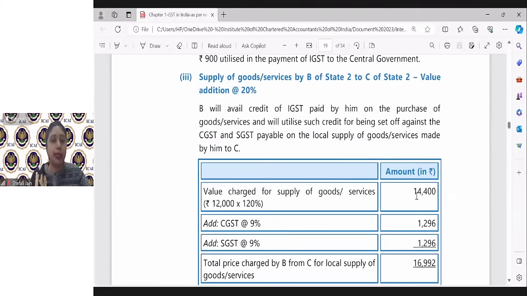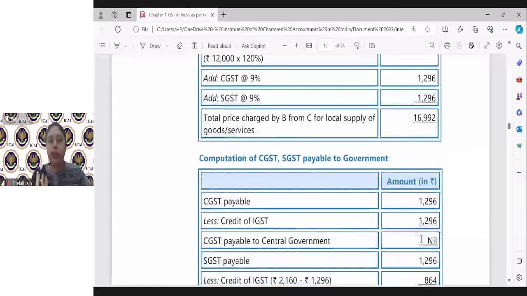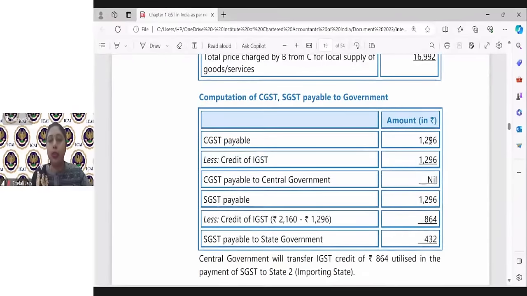Now, since it is an intrastate transaction, we know that CGST and SGST has to be levied. So the CGST of 1296 and SGST of 1296 will be levied on this particular transaction. And the total price charged will come out to be 16,992. Now, this is not important. What is important is how this CGST and SGST will be paid from the ITC amount. So for that, the next table explains it, that CGST payable was 1296.